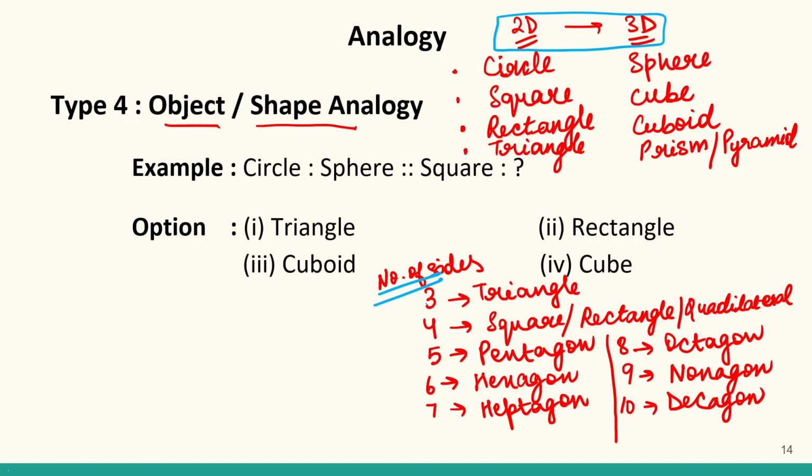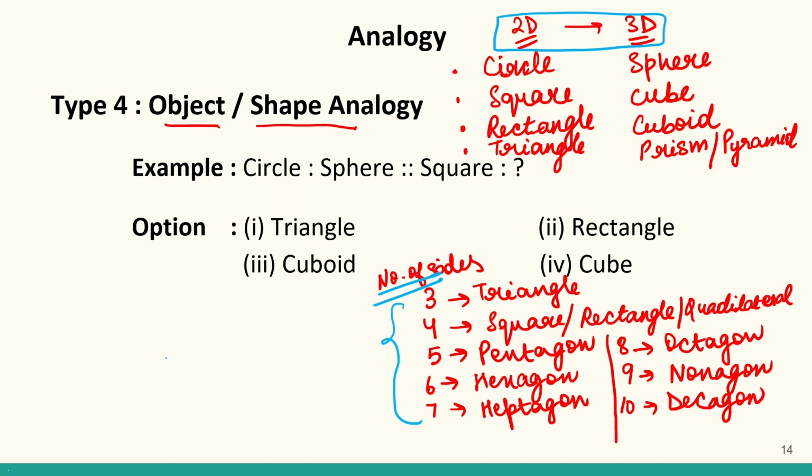So number of sides of 3, triangle. 4, you can call it either square, rectangle or a quadrilateral. 5, pentagon. 6, hexagon. 7, heptagon. 8, octagon. 9, nonagon. And 10, decagon. This much information you should remember.